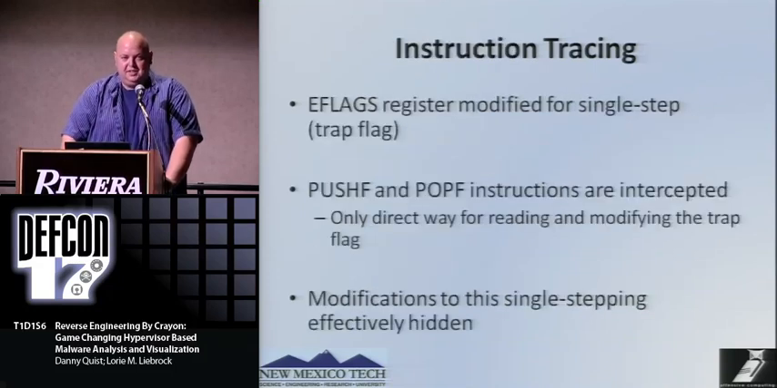So instruction tracing inside of Ether is implemented by setting the trap flag inside of the EFLAGS register. And then modifications to that are handled via the pushf and popf instructions. So these are intercepted by the hypervisor and used for watching that. So modifications to this single-stepping process, to look and see if it's being single-stepped, is effectively hidden.